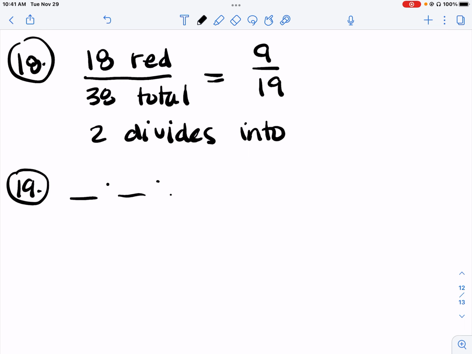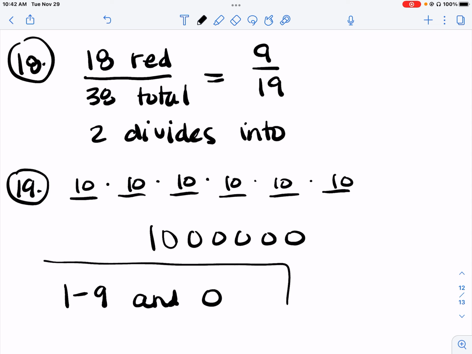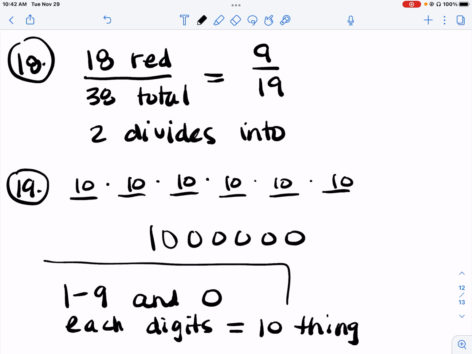Okay, if there's 10 things that can be in each spot, and there's 6 of them, that equals 10 times 10, where we have 6 of them. Okay, that tells us how many unlock codes. Each spot is 10 because you can have 1 through 9 and the digit 0. Each of the digits can be 10 separate things because it can be 1 through 9 plus 0.